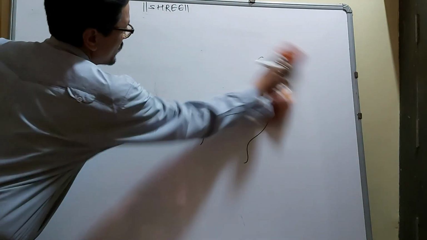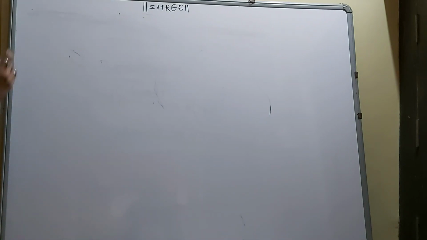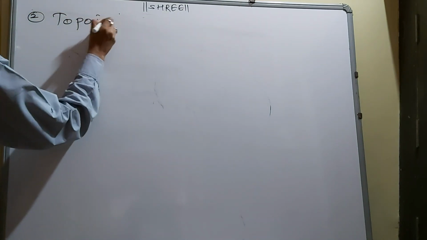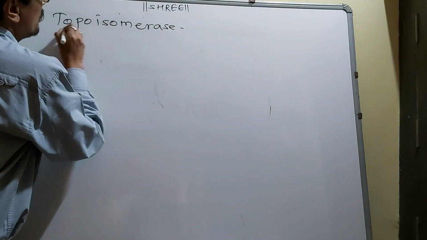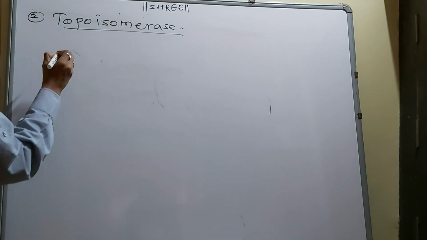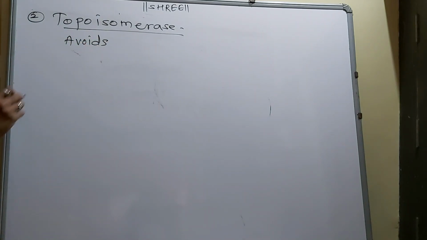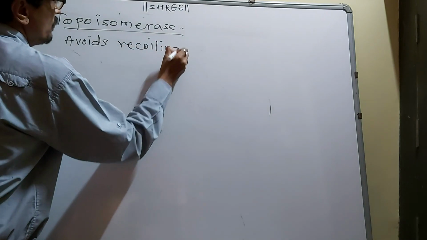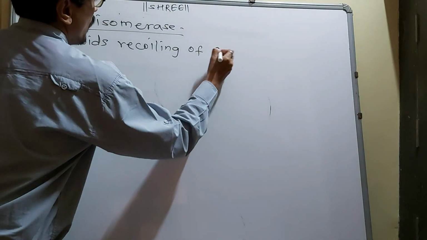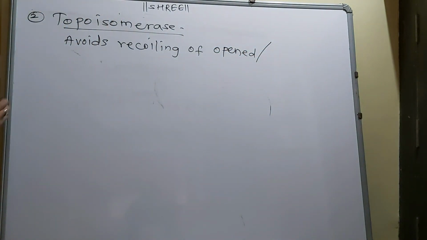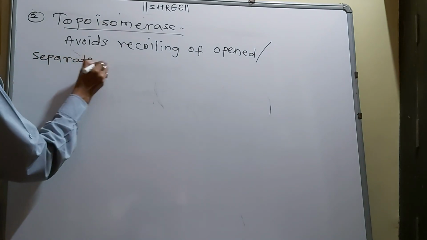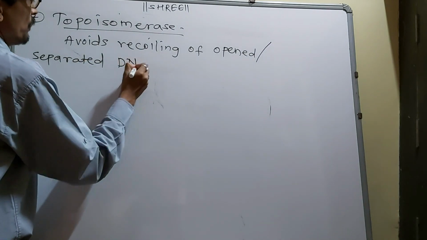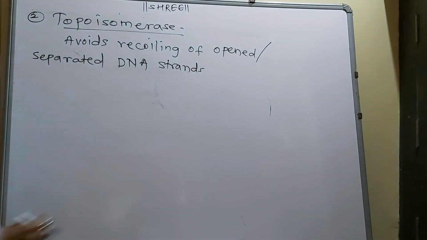The next enzyme which is responsible for the replication process is topoisomerase. Now, simply note down the function of topoisomerase. It avoids recoiling of open, or you can say separated, DNA strands. So this is the function of topoisomerase. It avoids the recoiling of open, or separated, strands.